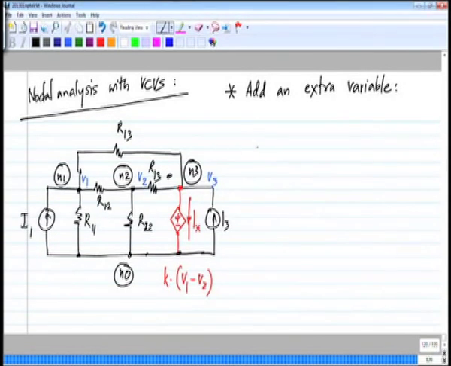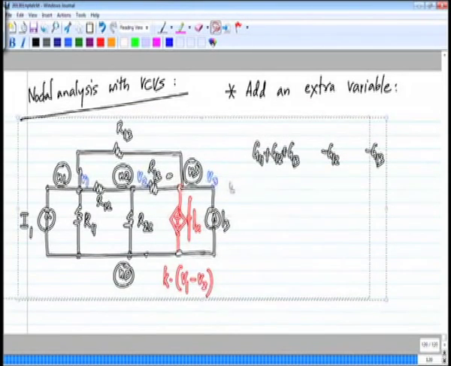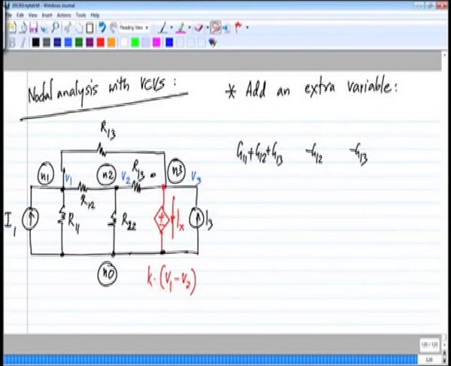So if I write down the equations quickly for this one, at node 1 nothing is changed, so we have G11 plus G12 plus G13, minus G12 and minus G13. And at node 2 also nothing is changed. So we have minus G12, G12 plus G22 plus G23, minus G23. So this is resistance R23, by the way, not R13.